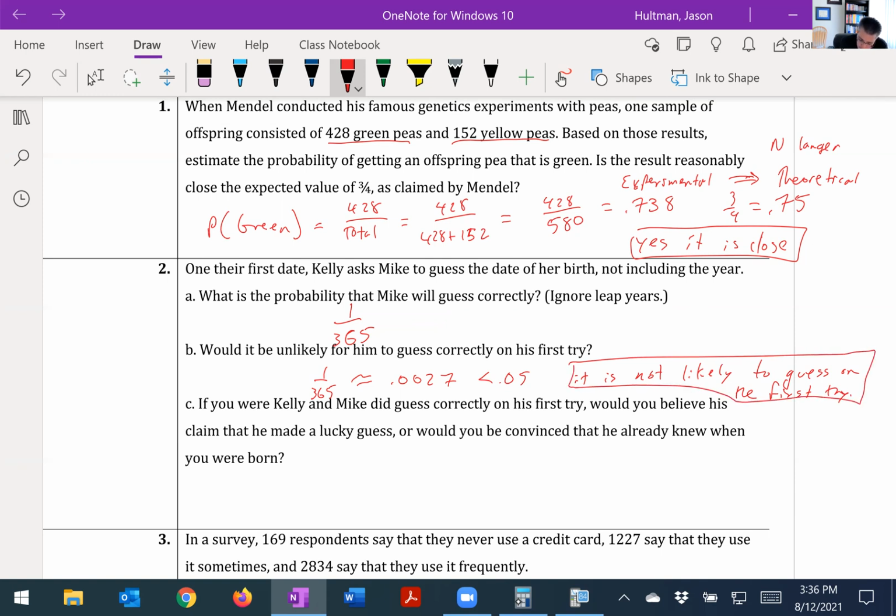If you were Kelly and Mike did guess correctly, would you believe his claim that he made a lucky guess? Or would you be convinced that he already knew when you were born? I would think Mike already knew, which would creep me out because it's the first date. Okay, already knew my birthday. He must have Googled me or something.